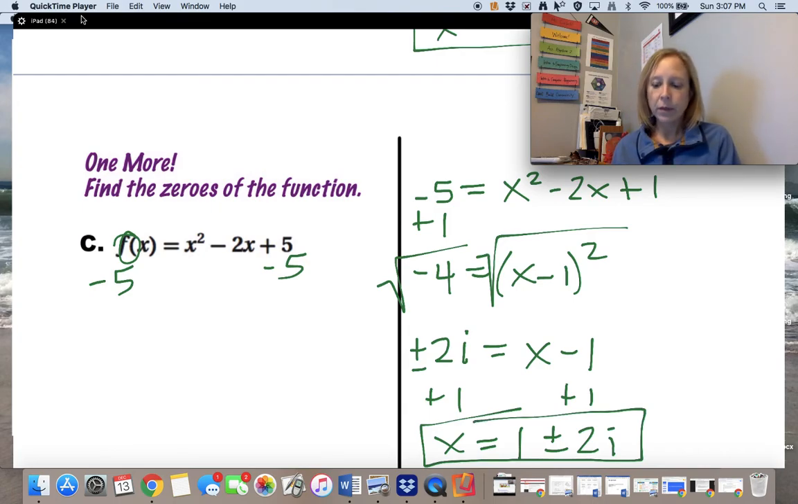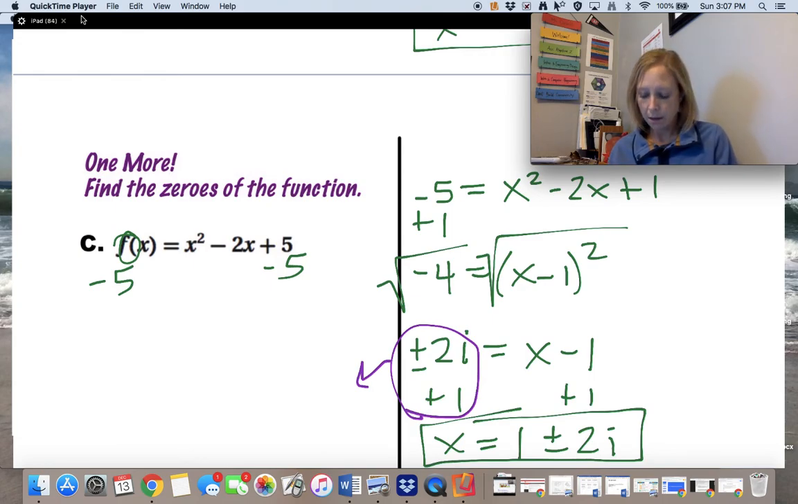Now, remember we talked about this last week. I just want to make one more note of it. Let's say you wrote your answer out in reverse order from me. Let's say you wrote your answer as x equals plus or minus 2i plus 1. That is not wrong, okay?